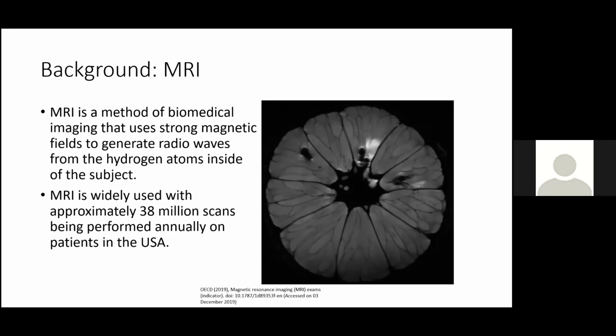So this project is mostly about MRI, magnetic resonance imaging. It's a method of biomedical imaging. We use strong magnetic fields to generate radio waves from hydrogen atoms from the inside of a subject. It's very widely used, 38 million scans being performed annually across the United States.